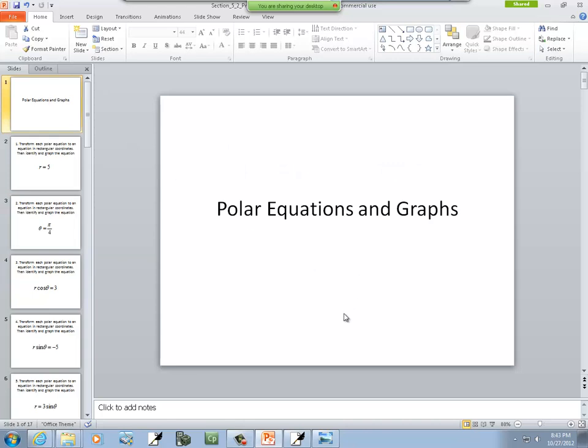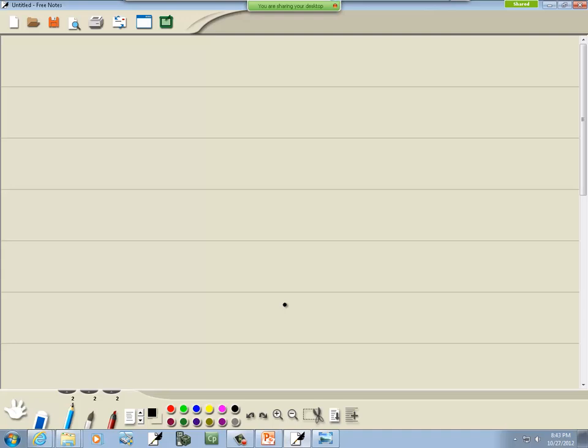And let's take a look at polar equations and graphs. Let's first refresh our memory on some of the formulas we had. We had x is equal to r cosine theta. y is equal to r sine theta.